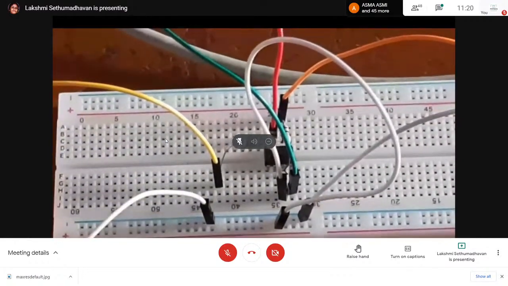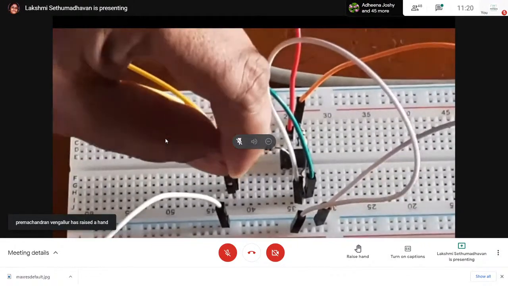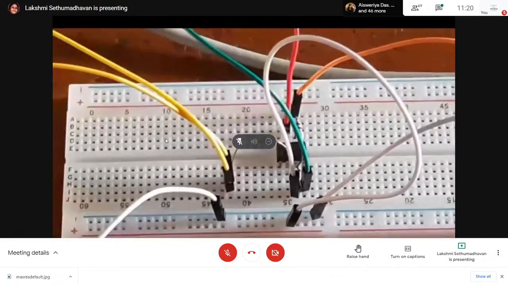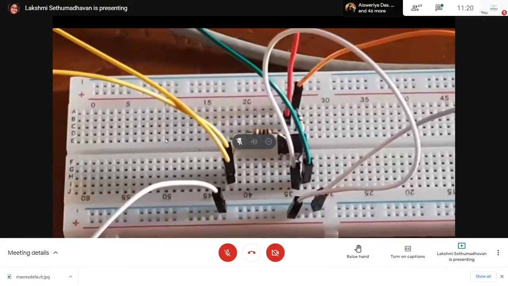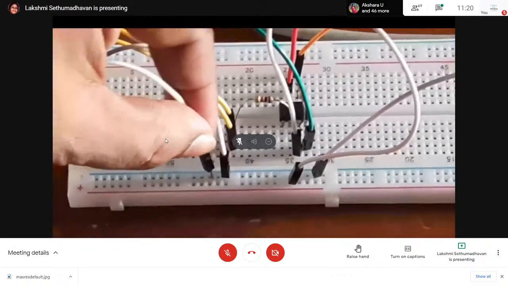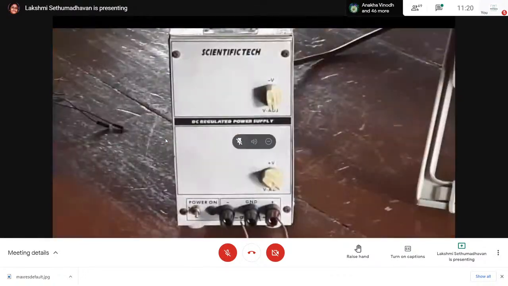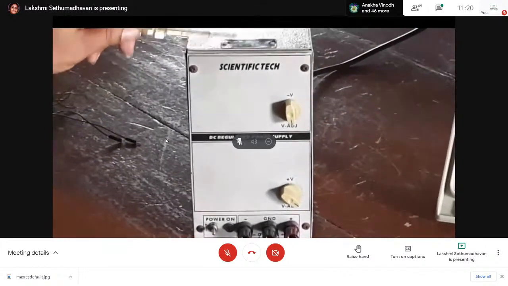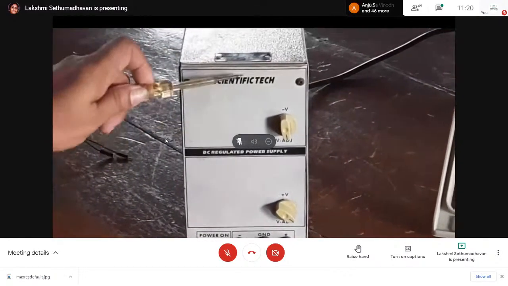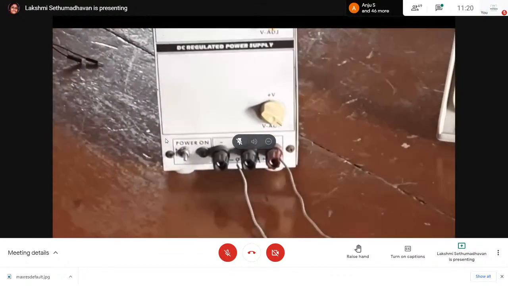Now I would also like to observe the signal in the CRO, so we'll take another connection parallel to the input. So another lead to the CRO first channel to observe the input and the negative to the ground. So my circuit is done. This is the biasing unit. Plus VCC and minus VCC of 15 volt is provided from this.